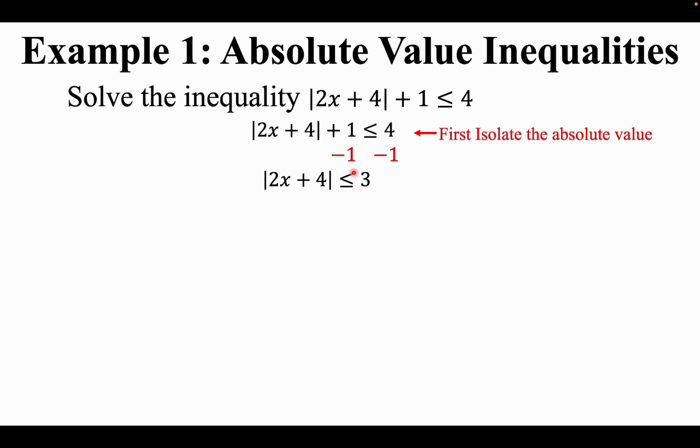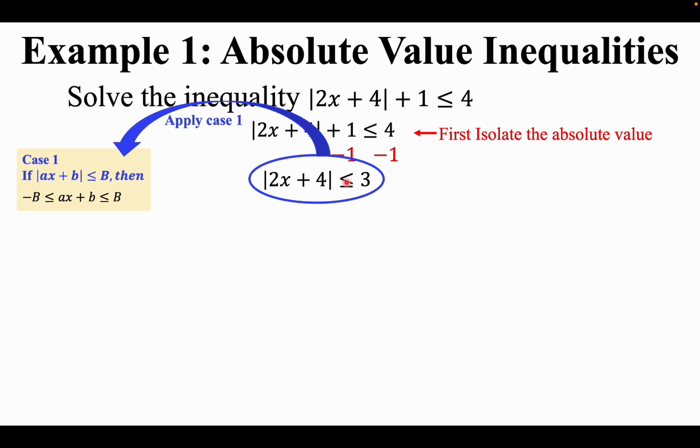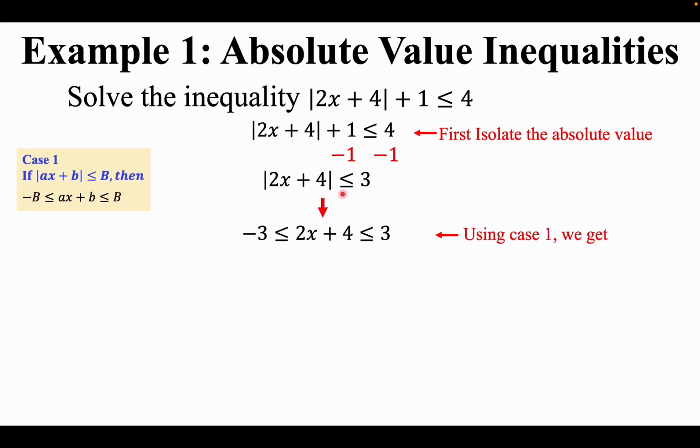Do you have case 1 or case 2? Well, since this has the less than or equal to symbol, I have to look for that symbol in one of those two cases. And I believe case 1 is the one that has the less than symbol, which states that if you have an absolute value of ax plus b less than or equal to b, then the expression inside the absolute value will be less than or equal to the positive or greater than or equal to the negative of that number. So using this case right here, we can say that 2x plus 4 must be less than or equal to 3 or greater than or equal to negative 3.